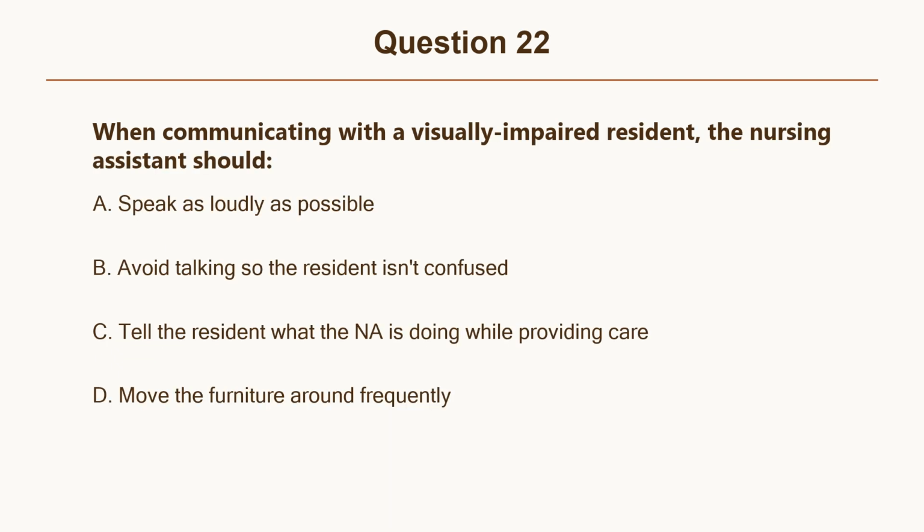Question 22. When communicating with a visually impaired resident, the nursing assistant should: option A, speak as loudly as possible; option B, avoid talking so the resident isn't confused; option C, tell the resident what the NA is doing while providing care; option D, move the furniture around frequently. The correct answer is option C, tell the resident what the NA is doing while providing care.